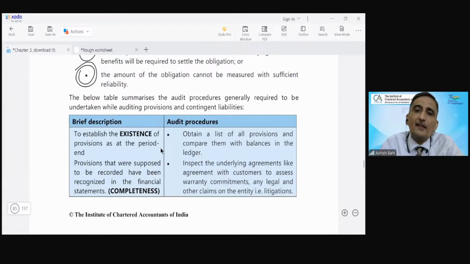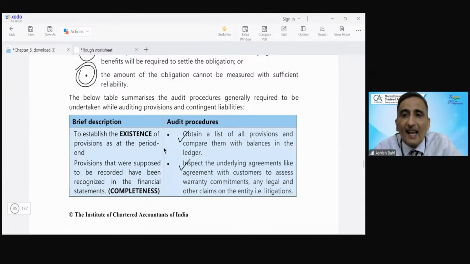So the first thing you would do is obtain the schedule of provisions and compare them with the balances in the books of accounts, the balances in the general ledger. And then you would see the basis of making provision, like agreements with the customers to verify warranty commitments, or verifying documentation relating to claims involving the entity, legal claims, the matters which are in litigation. Only then you would be able to verify whether the provision in fact exists or not. So the first thing is existence, whether the provision exists or not.